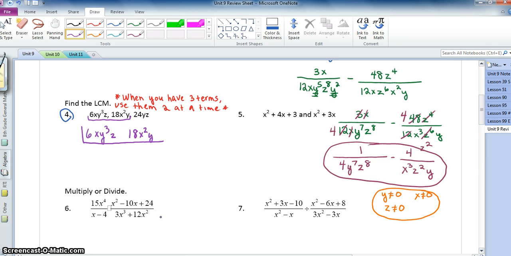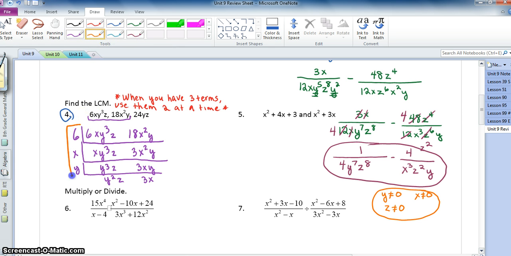I'll start with the 6 and the 18. 6 goes into both of those, leaving me with an xy to the third z, and then a 3x squared y. I continue to look for common factors. I can take out an x, which leaves me with y to the third z and a 3xy. And then I can also take out a y here. Y squared z and then a 3x.